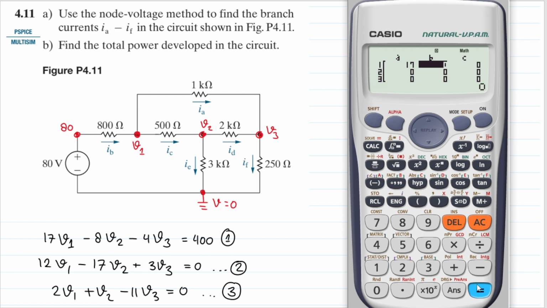So we'll have 17, minus 8, minus 4, and then 400. 100. Okay, and then we will have 12, and then minus 17, and then 3, and then 0, and then we will have 2, 1, minus 11, and then 0.